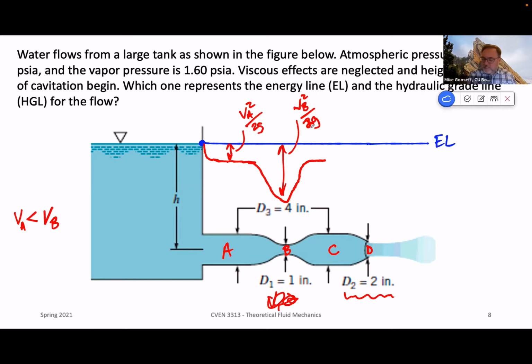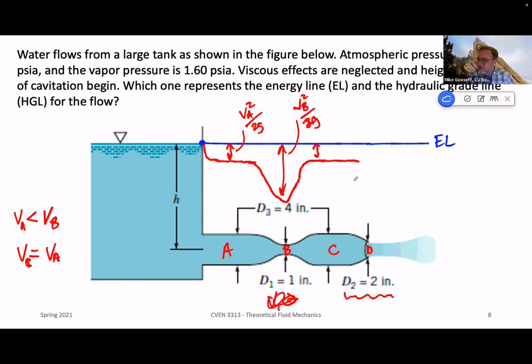And it is going to be a bigger value because VB is bigger than VA, right? Now, VC is basically, we expect, going to be the same as VA. And so it too will be less than VB, right? So I go back to having roughly the same velocity head, or difference between my energy line and my hydraulic grade line, as I move across this part of the pipe.